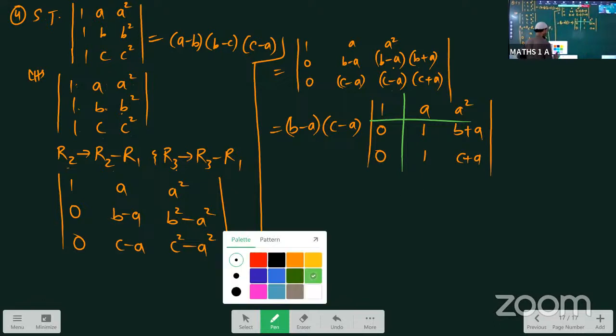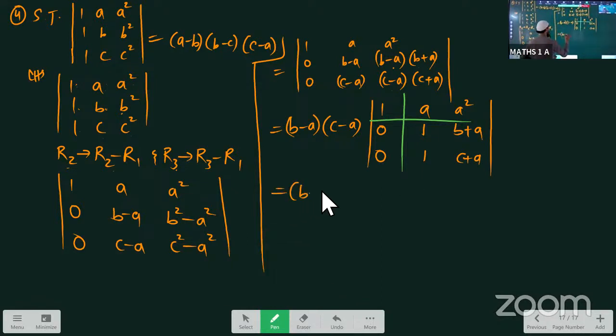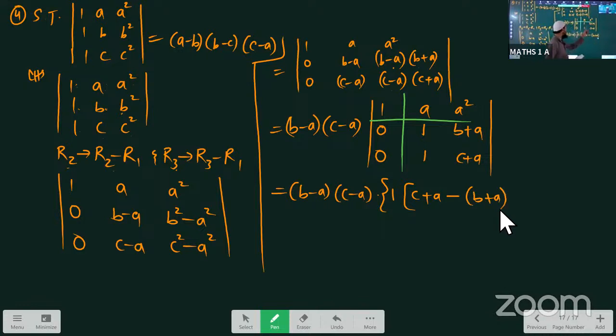So this equals (b minus a) into (c minus a) into, what we have to do? 1 into the determinant of this 2 by 2 matrix. So 1 into (c plus a), minus 1 into (b plus a). So minus of (b plus a) will come. Correct? 1 into (c plus a), in between minus, 1 into (b plus a) is (b plus a).